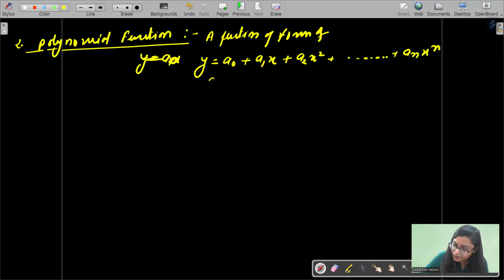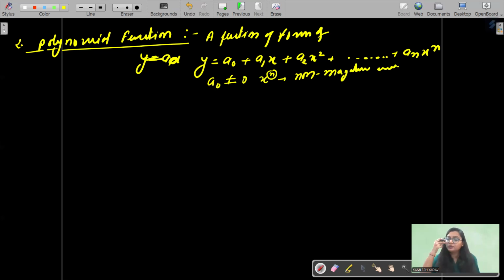Here in this expression, a naught is not equal to 0 and the power of x is a non-negative integer. So this type of expression is called a polynomial function. Now we can see some examples of polynomial function. First of all, it has two types. One is identity function. This is a type of polynomial function, and we already discussed the monomial function, which is also a polynomial function, because the expression is already of the form y equal to a naught plus a1 x and so on.